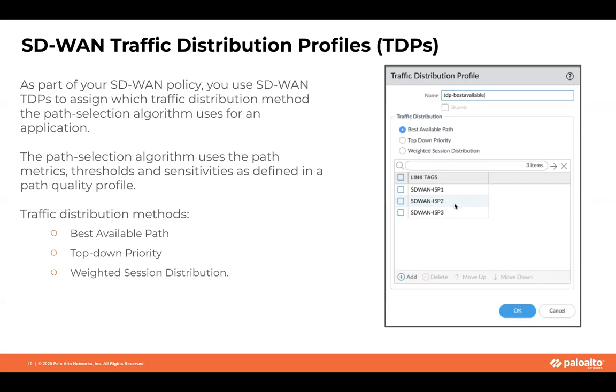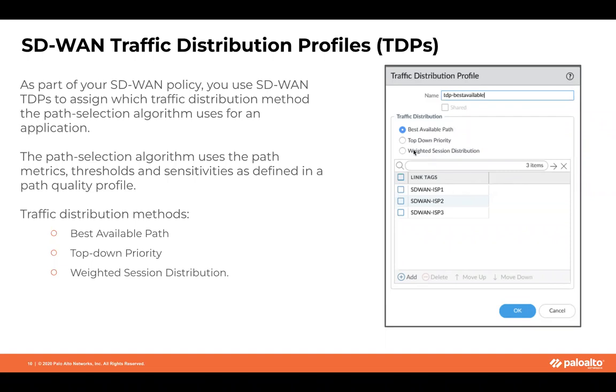Let's say that session continues on the ISP3 path, right? As soon as one of the preferred paths in the top-down distribution profile gets qualified again, the session will move from the less preferred path to a more preferred path based on the top-down priority. So it's going to move to either ISP2 or ISP1 if both are recovered.